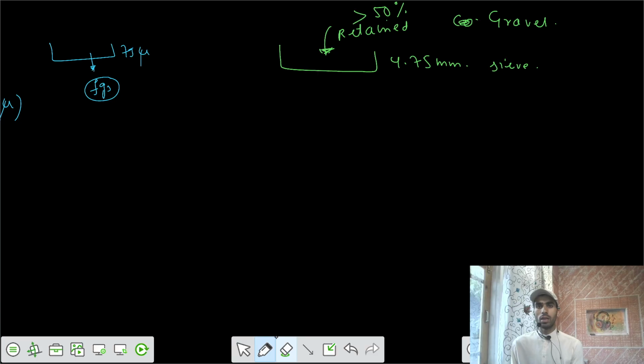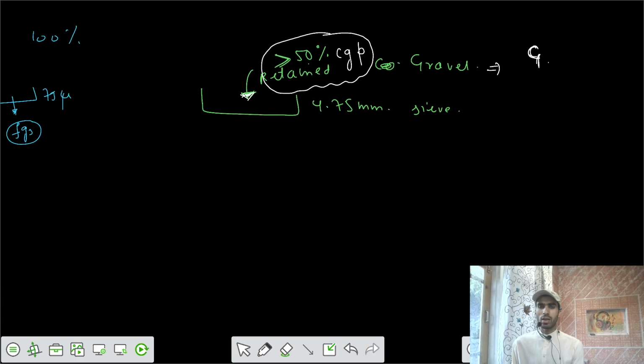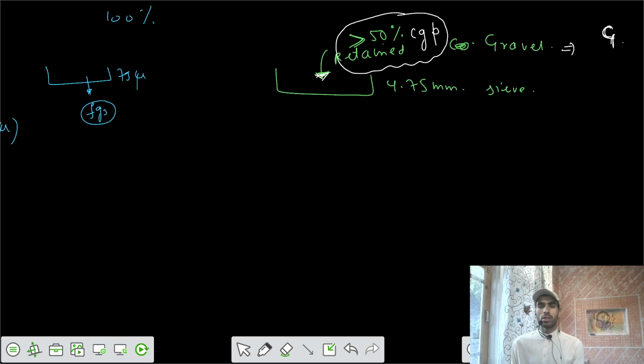Soil is gravel if more than 50% of the particles are retained. But actually, we are not saying 50% of the particles. We are saying 50% of the coarse grained particles, CGP. If more than 50% of the CGP are retained on 4.75, that means your soil is gravel, so we can write the prefix of G. We are going to take a few problems to understand that concept later.